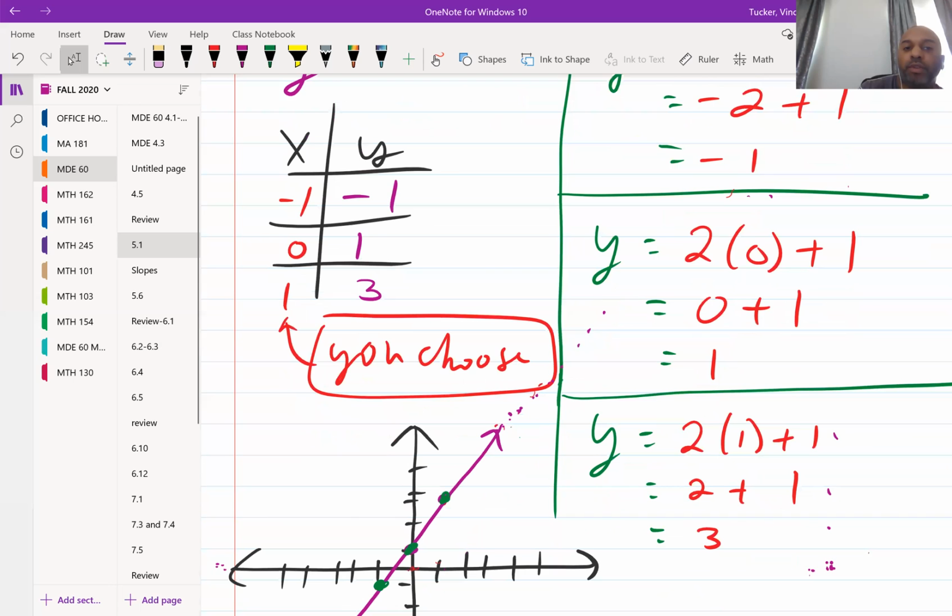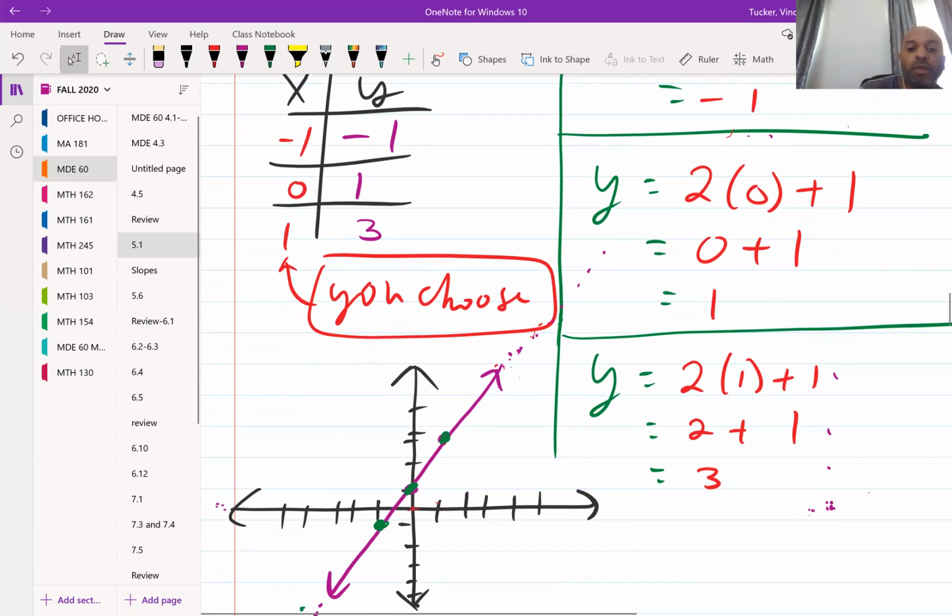So then you go and graph those 3 points. You start at your origin, go to the left one, down one, which is right here. Start at your origin for (0, 1). You don't move left or right because x is 0, but then go up 1. It's right here. Then start at your origin, go to the right one, up 3. And that's this value right here. Then you connect your dots and you get this line.